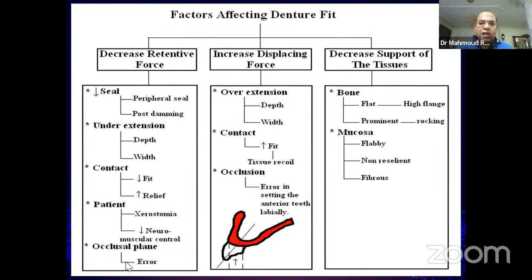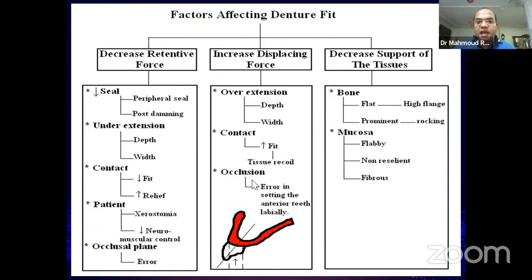Occlusal plane: if we have an error in the occlusal plane or in occlusion, this may displace the denture and we can lose the retention. Okay, it increases the displacing forces from muscles, from overextension of the flanges in depth and width.